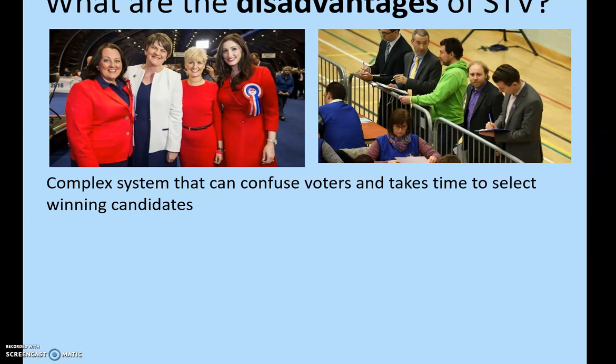In terms of disadvantages, it's a very complicated system, and it might actually confuse the voters, in terms of how do we do this preference thing. And voters might be confused, saying, why did that person win? And it's very complicated to try and explain all this system to people. It also takes time to get winning candidates. It requires calculators, and they have this system in the Republic of Ireland as well. It takes them a couple of days to work out who's actually won.